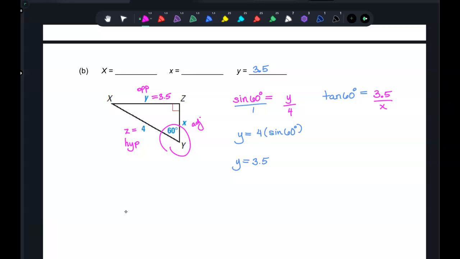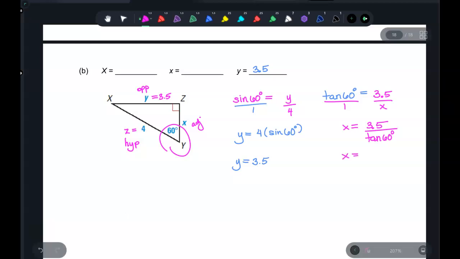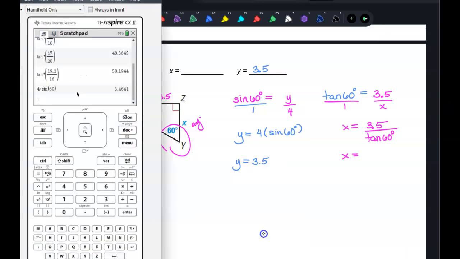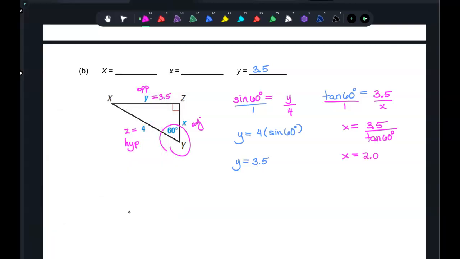Wait, what? No, that's correct. Is it? I found a really small number. So it's going to be 3.5 divided by tangent 60. You did it backwards. Okay, 3.5 divided by tangent 60, 2.0.